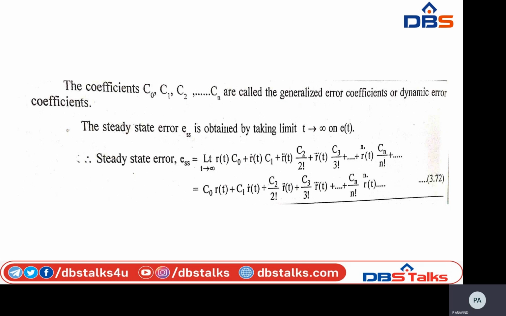The steady state error ESS is equal to limit t tends to infinity of r of t into c naught plus r of t with a dot into c1 plus r of t with double dots into c2 by 2 factorial plus r of t with triple dots into c3 divided by 3 factorial and so on. So this is the steady state error. When we have the error signal, simply by taking the limit t tends to infinity for the error signal, we have the steady state error, that is ESS.